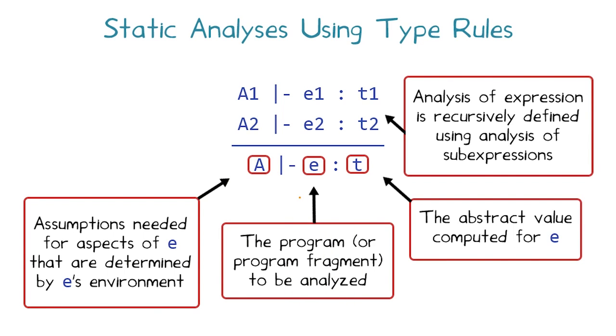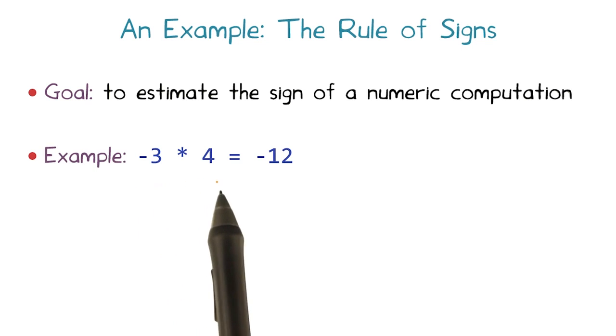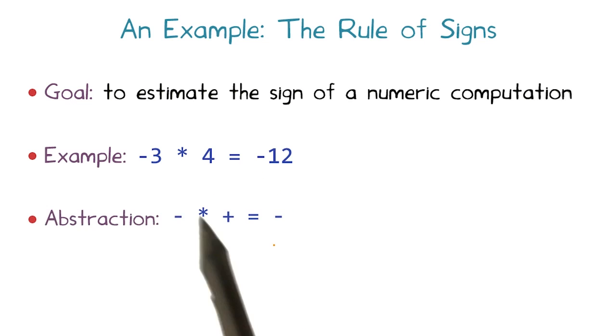As a starting example, let's use type notation to determine the sign of a numeric computation. For example, we would like to prove that the output of -3 times 4 is negative. Abstracting this particular computation, we can represent it as negative times positive equals negative.